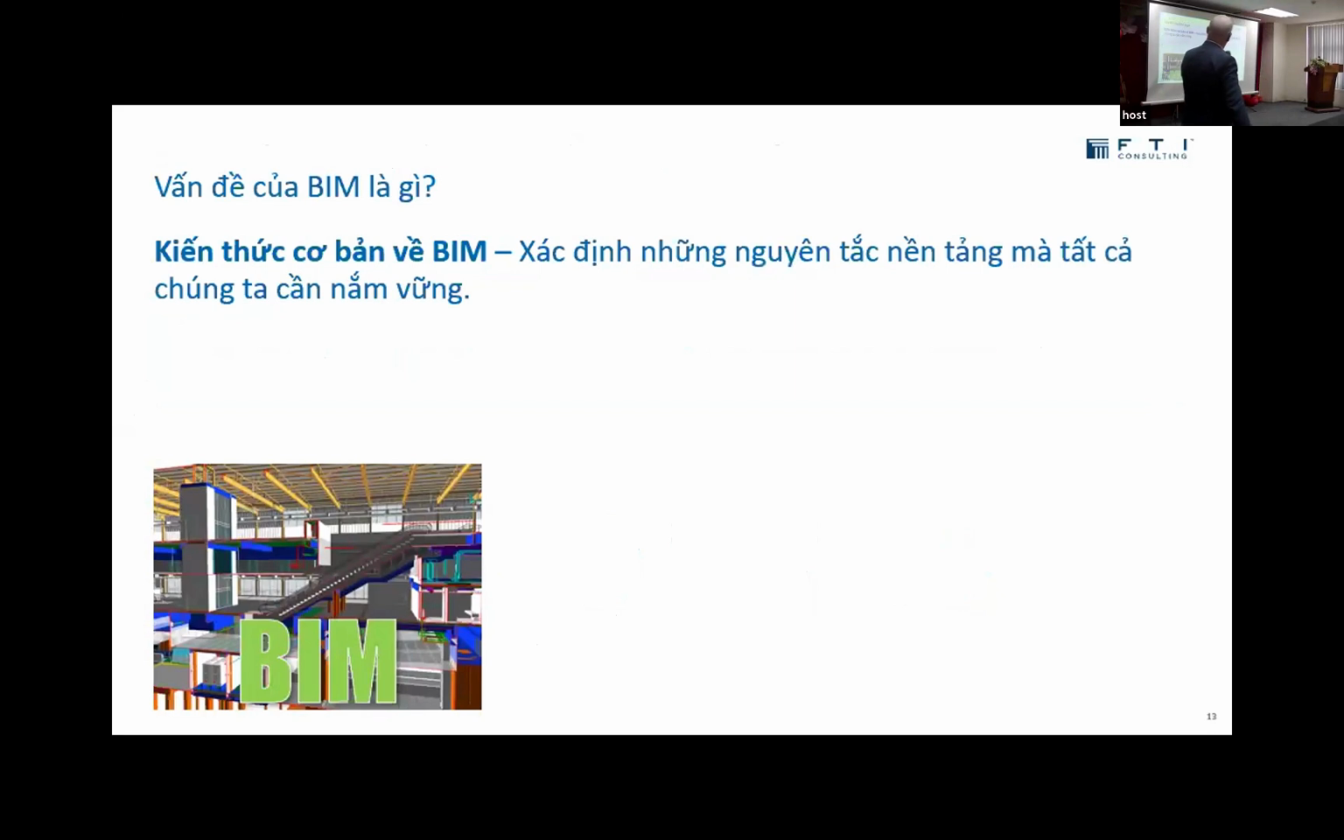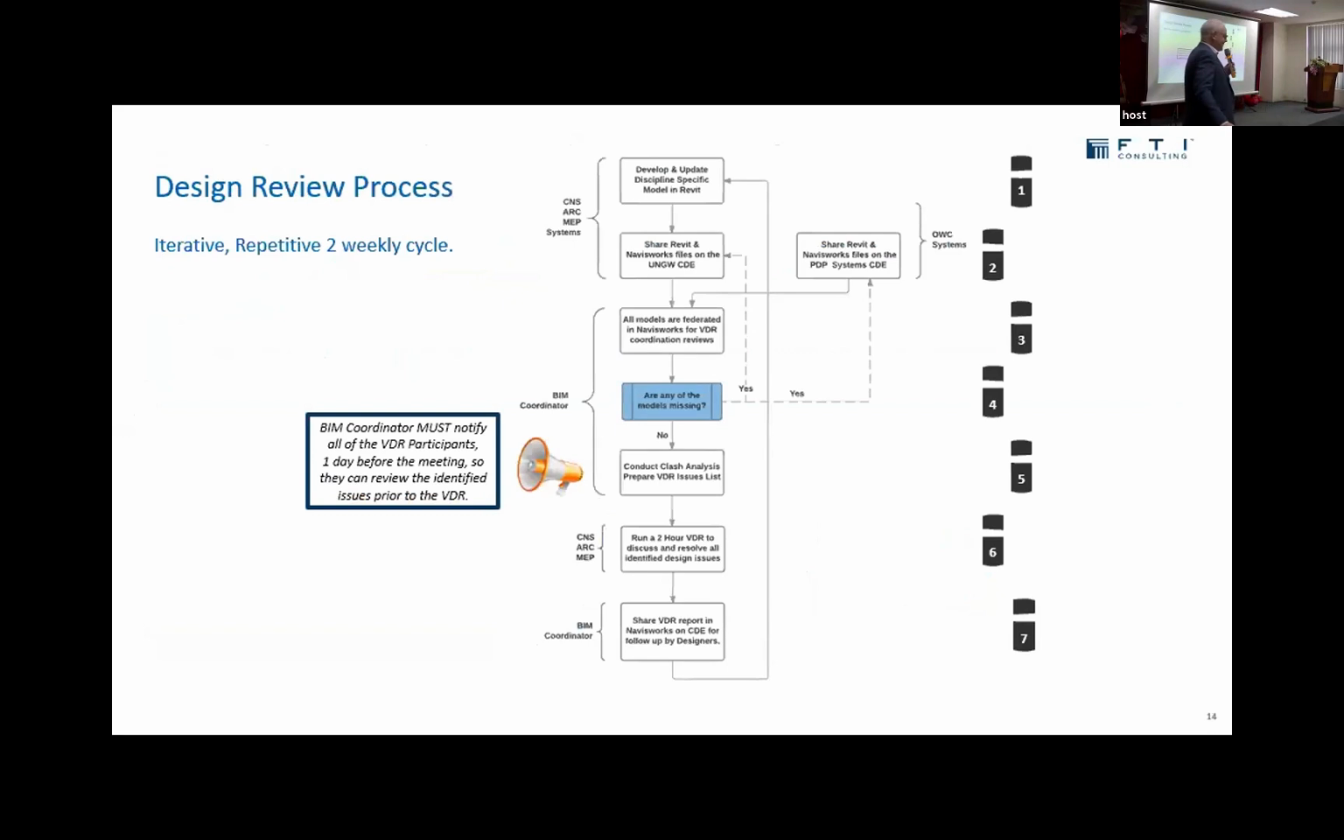Here we go. So let's talk about BIM and some of the fundamentals. This is a coordination process that is in every plan that I've ever written, and it is a cycle. You start off building the models, then you identify the issues, then you have a meeting, then you organize a workshop to solve all the issues.